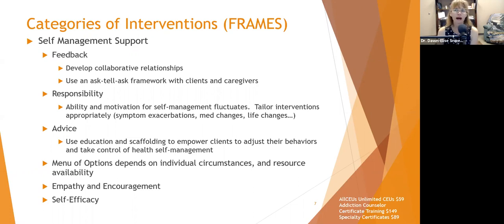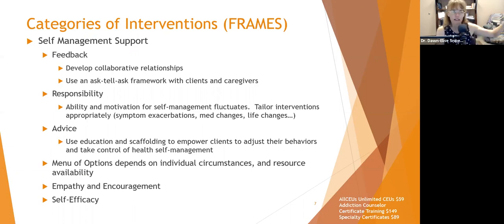We want to put responsibility squarely on the shoulders of the person with the chronic condition. I can't make them do anything. It is up to them. So we need to increase their sense of self-efficacy and motivation for change. And this will fluctuate. Some days will be good days, some days not so much, and that's okay. But we need to tailor interventions appropriately.